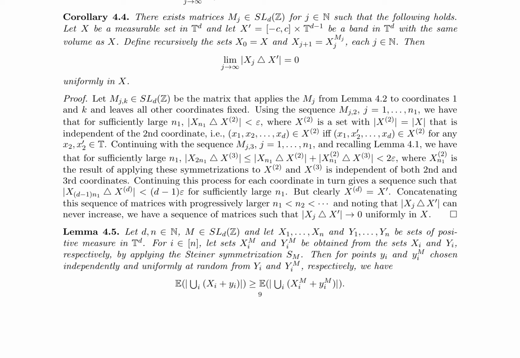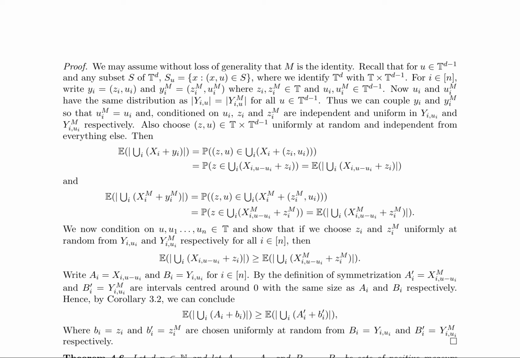The discussion also explores corollary 4.4, which demonstrates the existence of matrices M_j in SL_d(Z) that ensure the difference between X_j and X decreases uniformly as j increases, achieved through a series of symmetrizations. Finally, lemma 4.5 compares the expected measures of sets before and after Steiner symmetrization. The proof of the theorem begins by assuming, without loss of generality, that the identity M is the same distribution as Y_u, for all u element of T^(d-1). This allows for the coupling of Y and Y_M so that they equal u_I and, conditioned on u_I, Z and Z_M are independent and uniform.